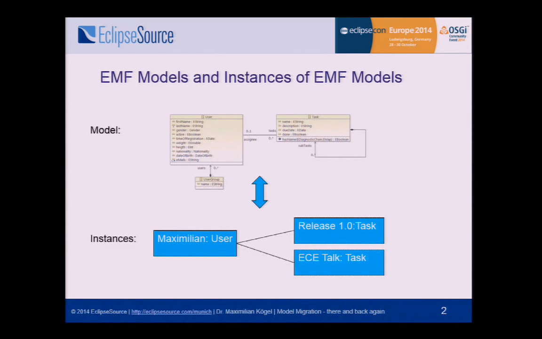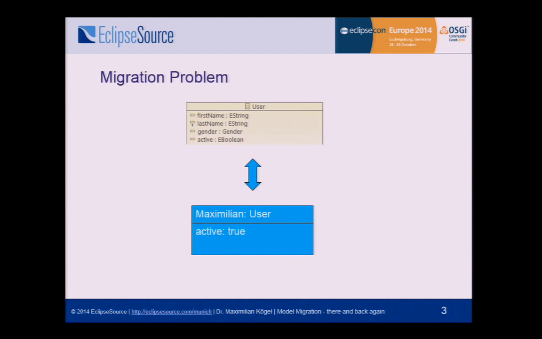Now the problem is, that's all good and that's simple to do, and EMF helps you a lot in doing that, but the problem with that is, as soon as you start modifying your model over time, maybe for the 2.0 release, these instances are not valid anymore in terms of the model that you've defined. So now you need to migrate the instances to cope with the new version of your model.